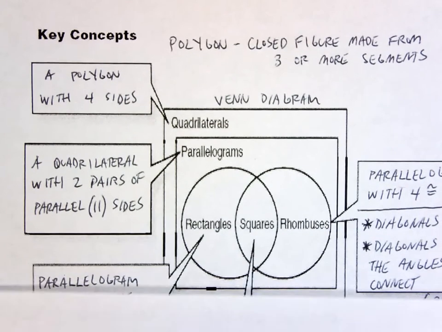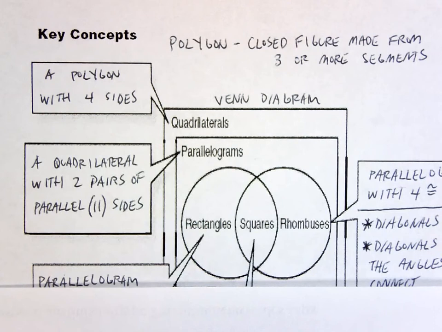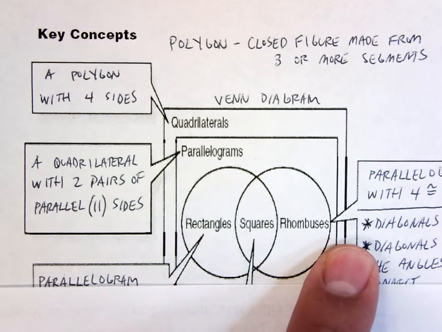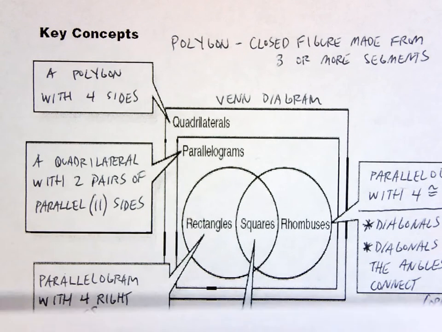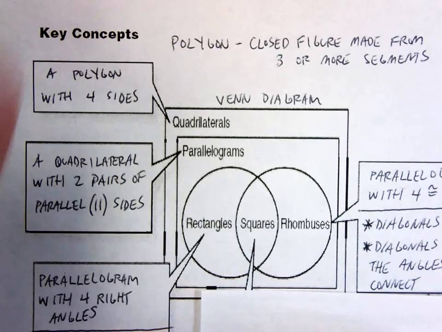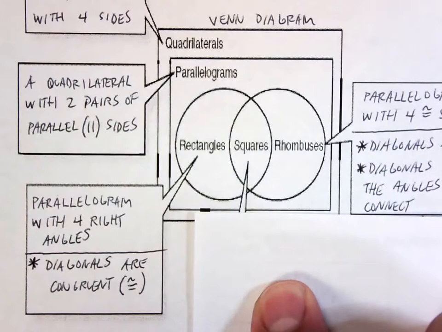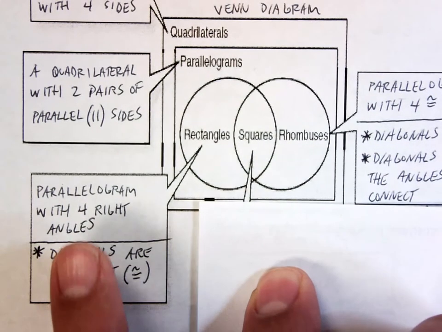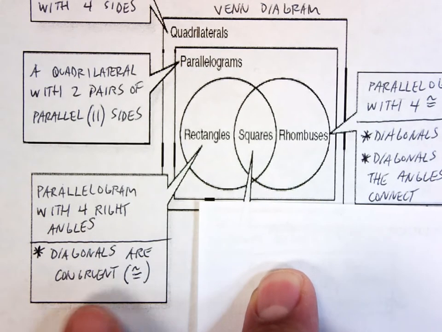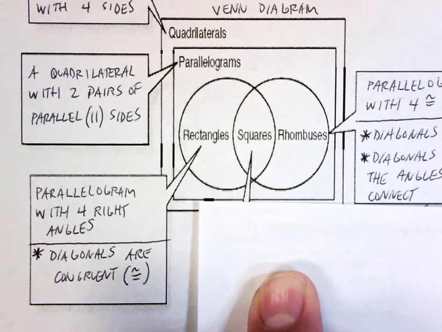Within parallelograms, now we're discussing these three new things: rectangles, squares, and rhombuses. Specifically, what is true about rectangles? Rectangles, again, are parallelograms with four right angles. The other key thing to remember is that my diagonals are congruent. If I draw in my diagonals on a rectangle, they are congruent. If you need to pause.